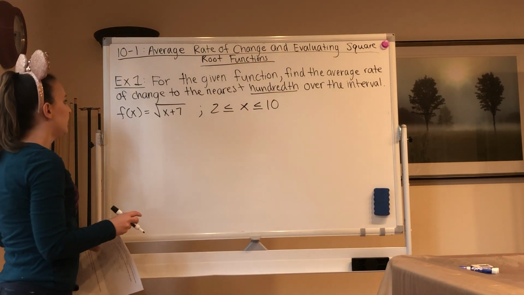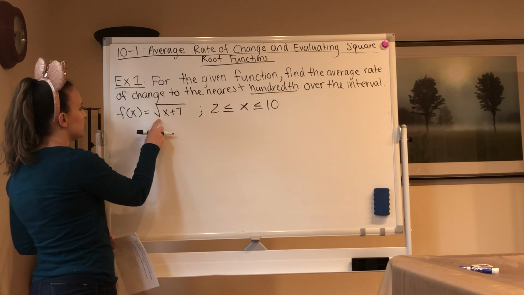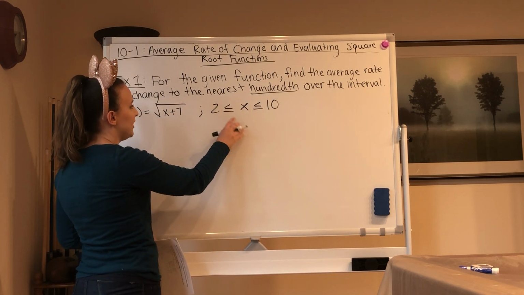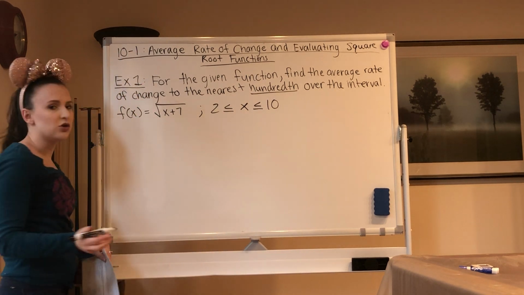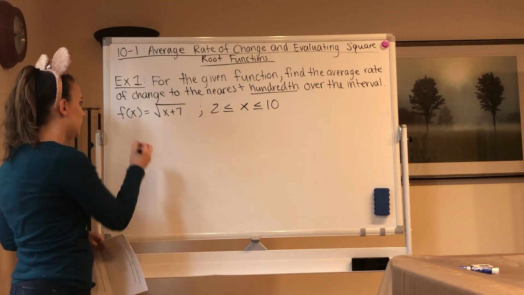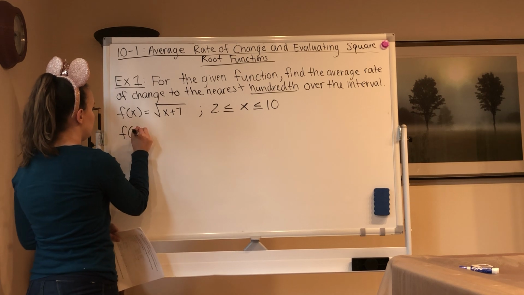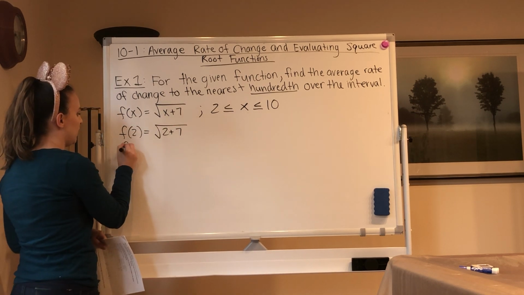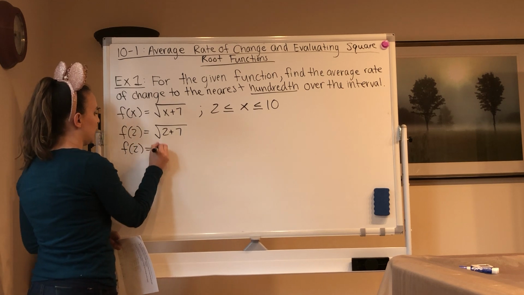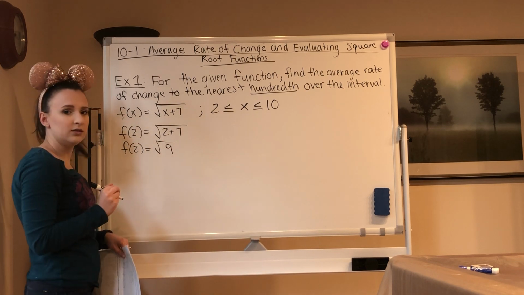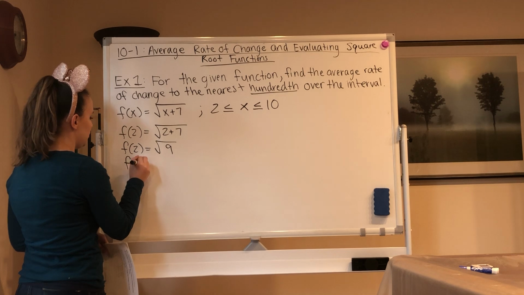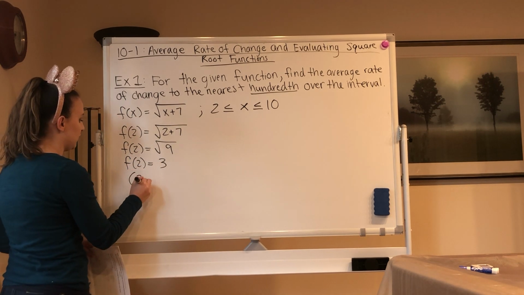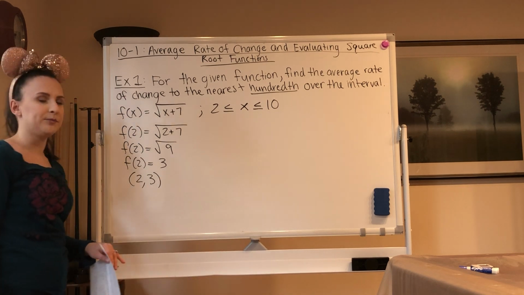Okay, so first, f of x equals the square root of x plus 7. Our interval is from 2 to 10, so we're going to start off with evaluating f of 2. So f of 2 equals the square root of 2 plus 7. So f of 2 equals the square root of 9. F of 2 equals 3. So we have the point 2, 3.